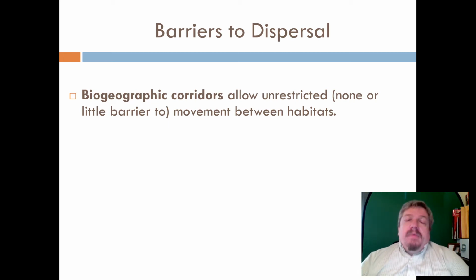Alright, so we're back and we're talking about biogeography. We were talking about dispersal, how species expand their ranges or their habitats. So what would be some barriers? And a couple different ones. There's biogeographic barriers or corridors. So a corridor connects different habitats. So think of it like a natural highway, right?